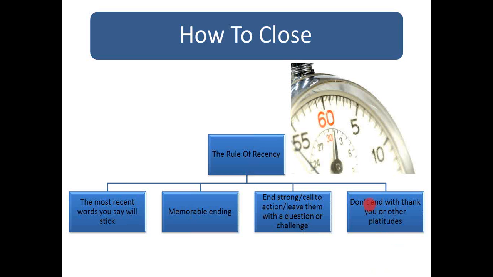Once again, as with the opening, don't end with thank you or some other kind of platitudes. By that I mean, so thank you. You've been a wonderful crowd. It's been a pleasure training you today. Please have safe journeys home. I really look forward to working with you sometime in the future. Very polite, but I wouldn't end with that.